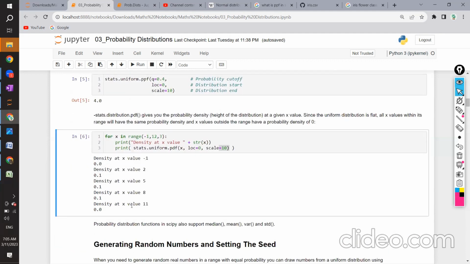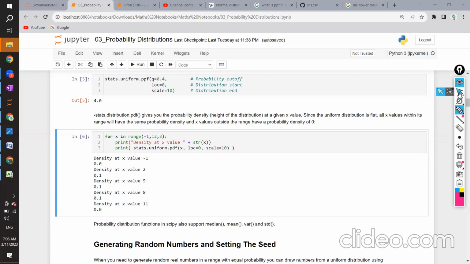And you can take density as a frequency or the probability, guys. You can take it as probability. Okay, we are saying it density. And any value greater than 10, that is 11 also, it is 0. Fine. And in between this, it is always equal to 0.1. Fine. So PDF will give you the probability, which is always same for all the values. That's why it is 0.1, 0.1, 0.1.